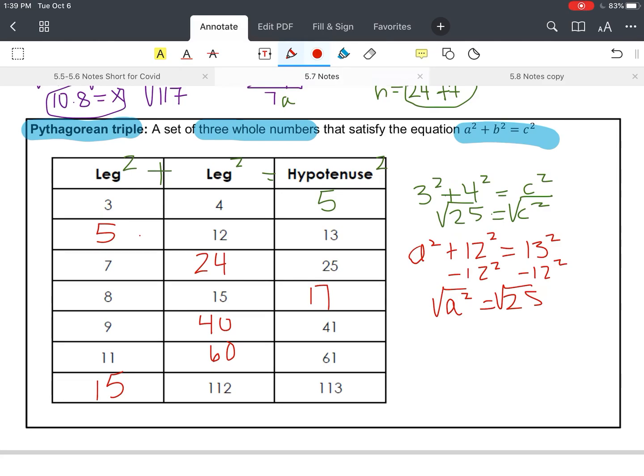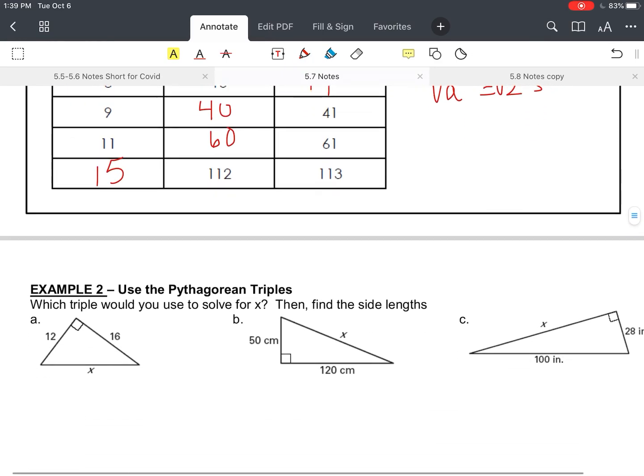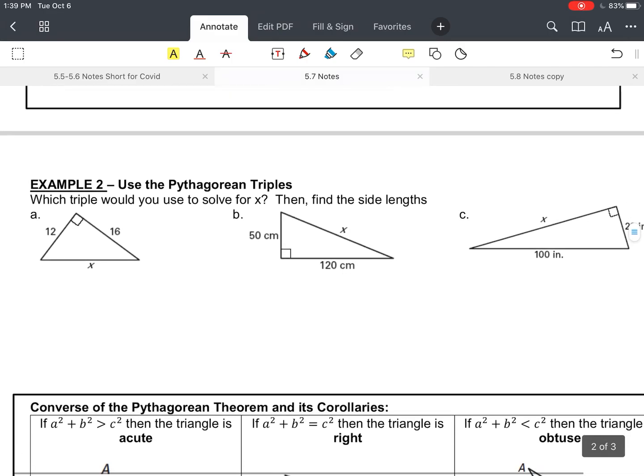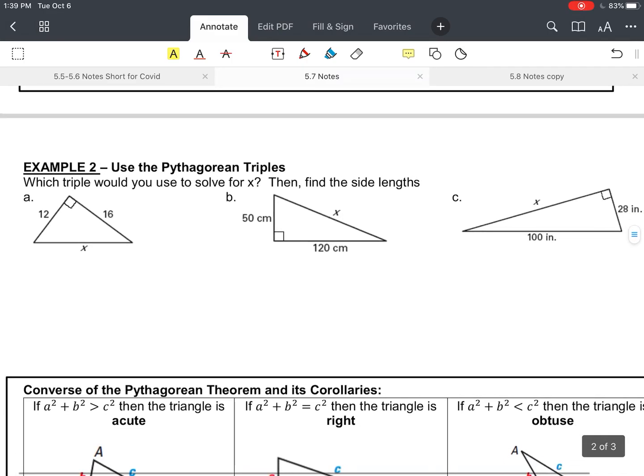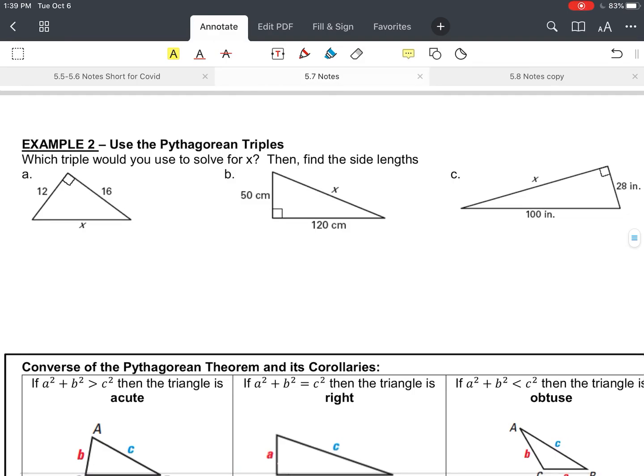Sometimes you might have a math teacher or another student who automatically knows the answer to a Pythagorean theorem problem, and you think, how did they do that in their head? They probably didn't. They just had a Pythagorean triple memorized, or it happened to be a multiple of a Pythagorean triple.